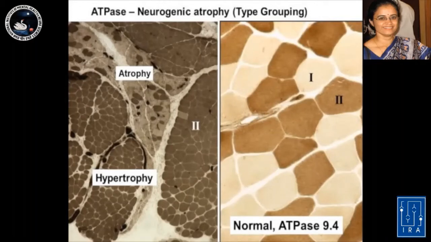And this is flanked by fascicles which are showing fibers that are all of the same type. In this case, they're all type 2 fibers, dark on this ATPase stain, and this is the characteristic feature which tells you that there is re-innervation.